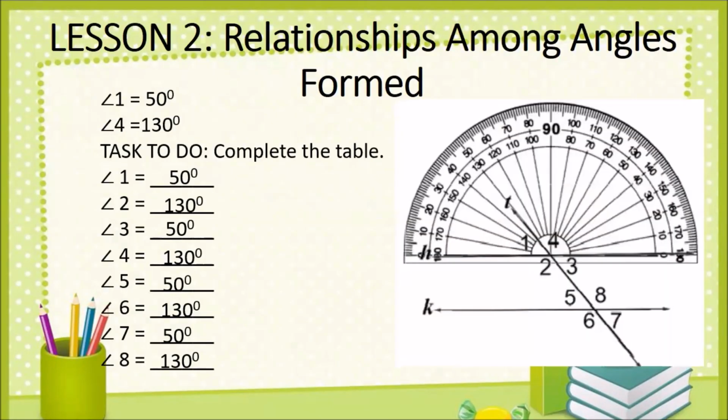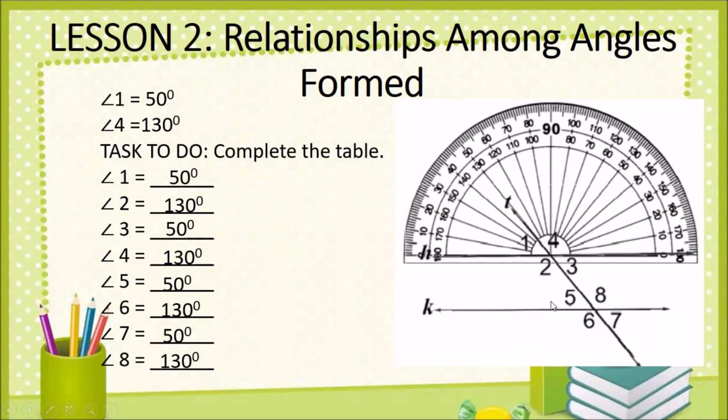So, let's check. The corresponding angles are the same: angle 1 and angle 5, the same. Angle 4 and angle 8, the same. Angle 2 and angle 6, the same measure of 130 degrees. Angle 3 and angle 7, the same measure of 50 degrees.